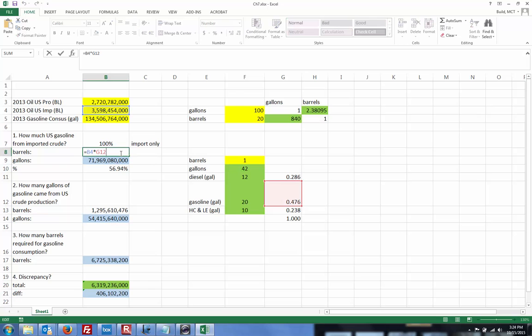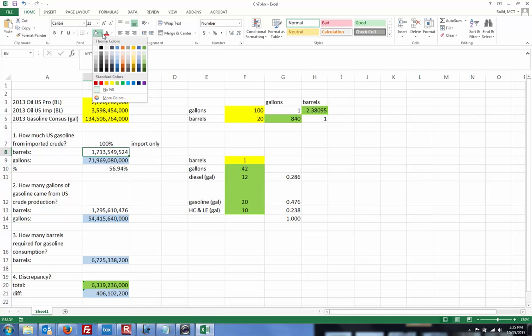Click in this little box, we can see that we take the total, multiply it by the fraction, and there's your answer in barrels. I'm going to make that a green box since it's calculation. Okay, and then it's as simple now as just converting that to gallons. Another little thing you might try here.